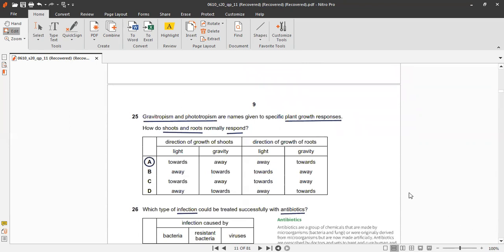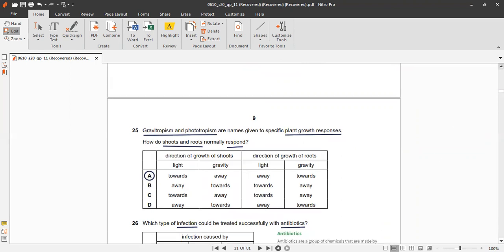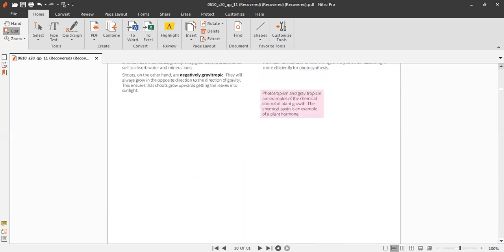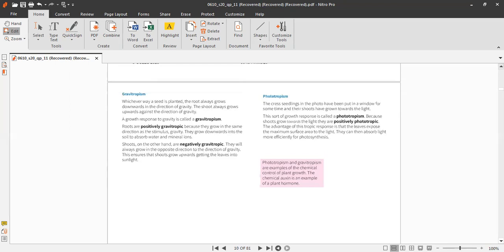Graphitropism and phototropism are names given to specific plant growth responses. How do shoots and roots normally respond? Let's talk about phototropism and gravitropism. Phototropism, the seedlings in the photo have been put in a window for some time.